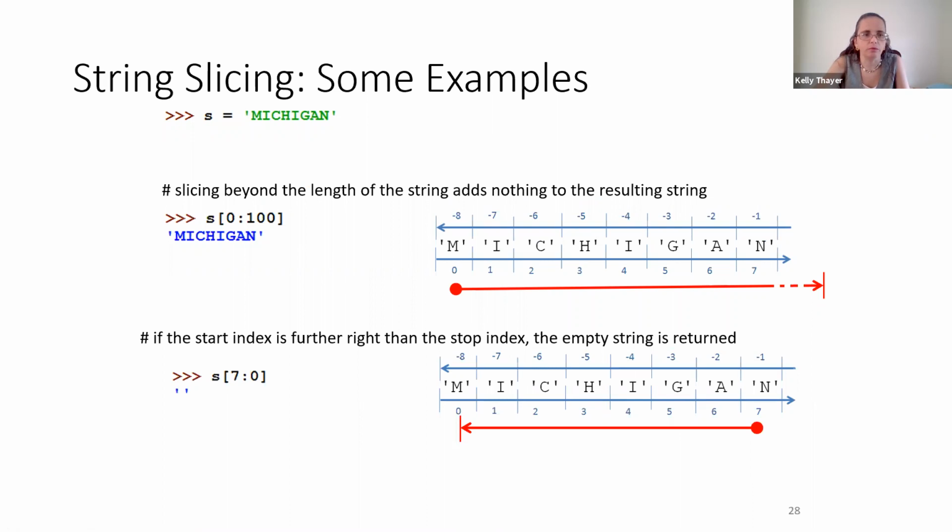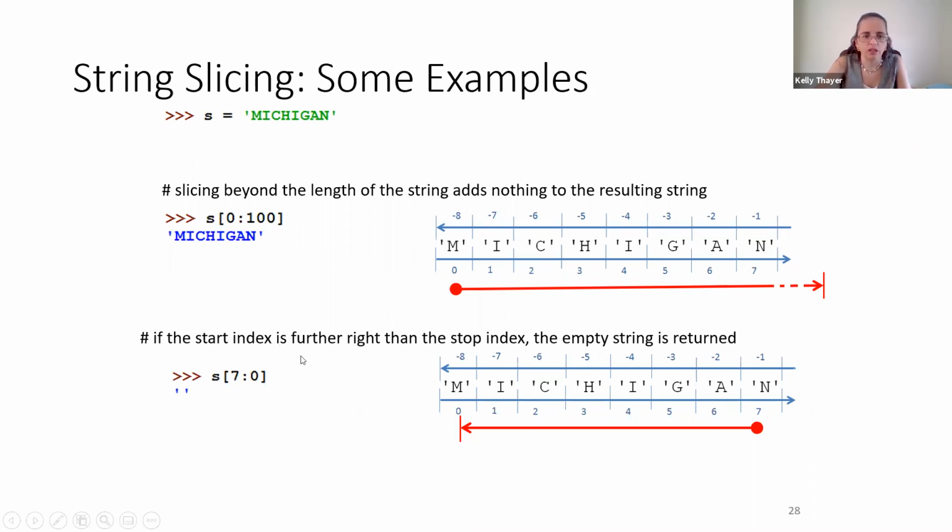Here are some more examples. Suppose we want the slicing beyond the length of the string. What is going to happen? You might expect that it's going to cause an error, but in fact it just defaults to the length of the string that's available. Obviously there are not 100 positions in Michigan, so it will just return Michigan up to the last character.